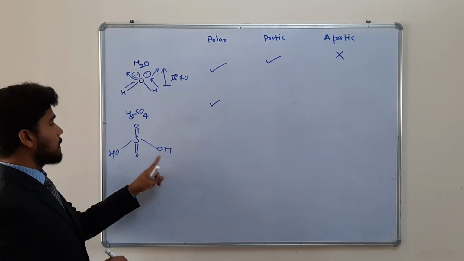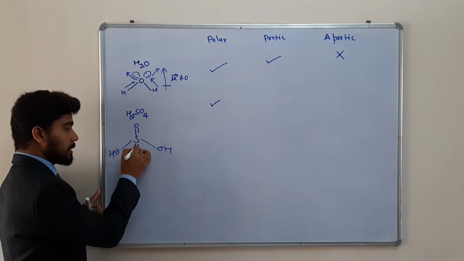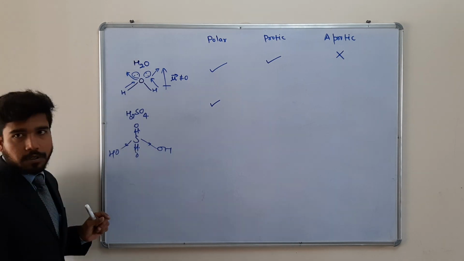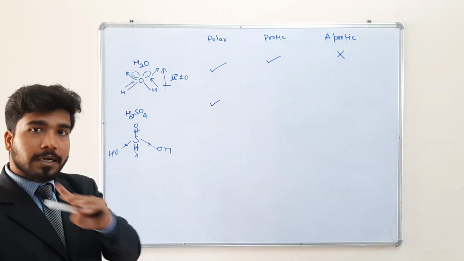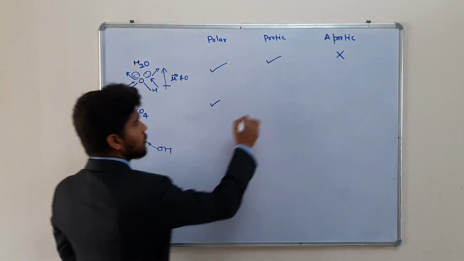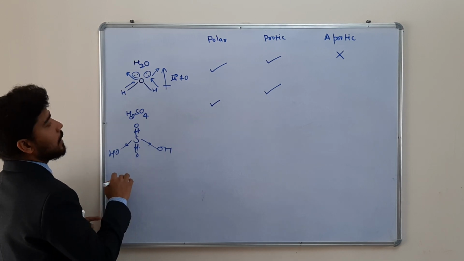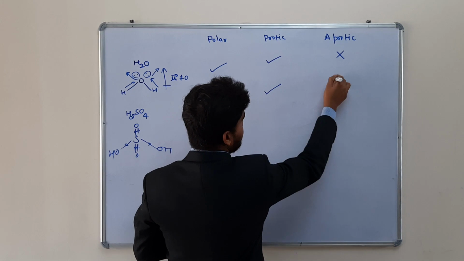It might seem the same to you, that the dipole moment will be cancelled out, but this is a double bond and these are two single bonds, so it is not equal. It will be less polar. You can say that it will be less polar, but it will be polar, and it is protic also. Similarly, acetic acid, ammonia, and there are different other examples which are polar and protic.